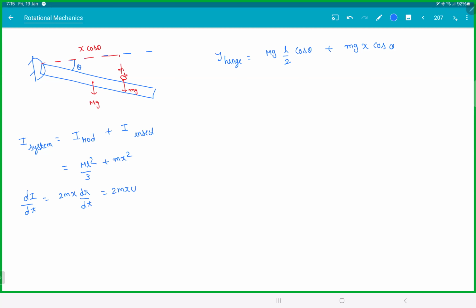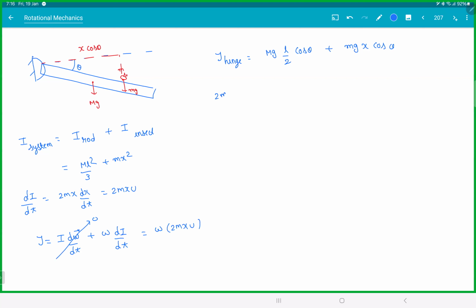This is just like a variable mass system. We have a variable moment of inertia. And we know the torque equation is I d omega by dt, which actually becomes I alpha if I was constant, and omega dI by dt, the rate of change of angular momentum. So here this term was 0. This was omega 2mxu.